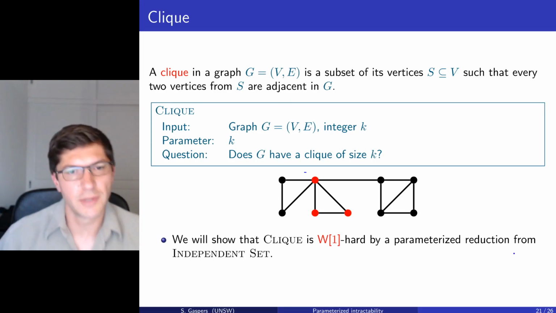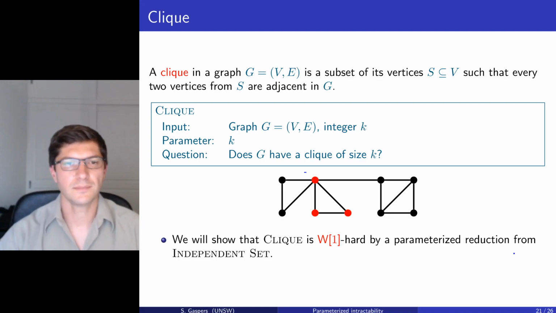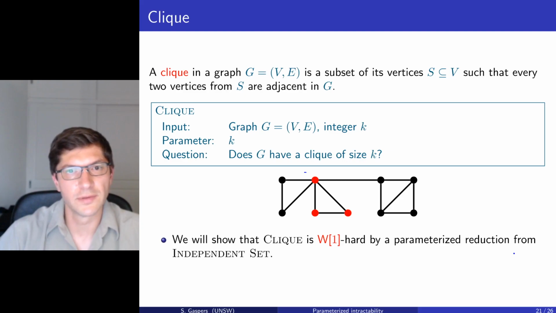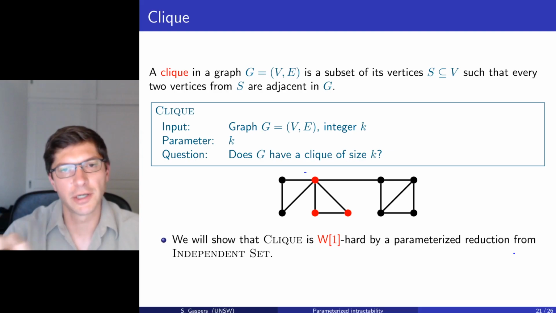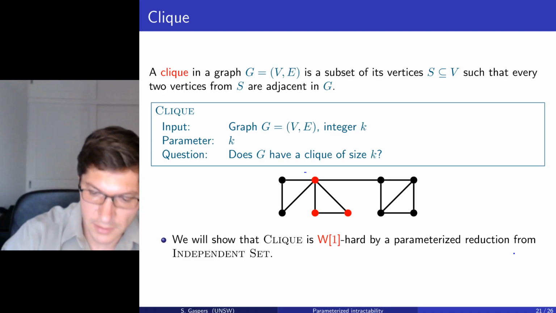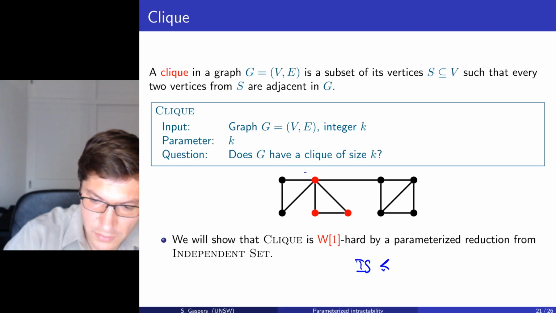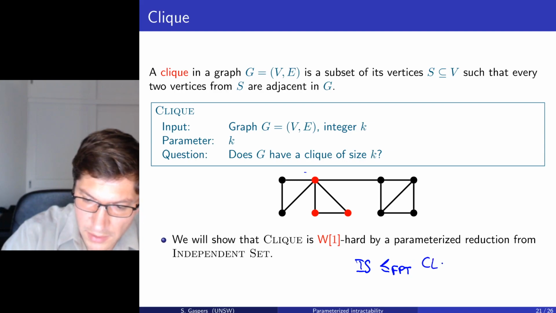So we want to show that Clique is W1 hard. A Clique in the graph is of course a subset of vertices that are all pairwise adjacent. And the question is whether G has a clique of size k for an input graph G and an integer k, and k is our parameter. To show W1 hardness, remember that we need to choose a problem that we know is W1 hard and reduce it to our problem. So we will reduce from independent set. So independent set reduces via a parameterized reduction, one of these FPT reductions, to Clique.